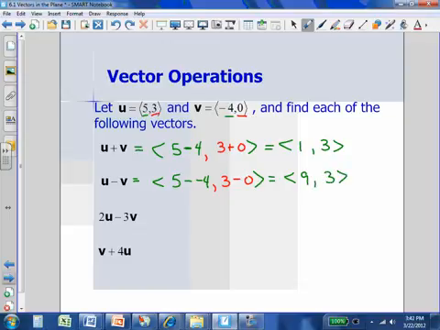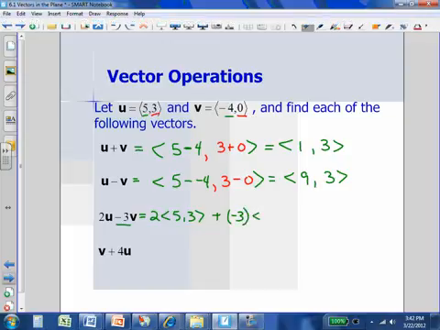Now the next one has the scalar multiples, and just like we have order of operations with real numbers, we have order of operations with vectors. You need to perform the multiplication first, then do the subtraction. So I'm going to lay this out here. I'm going to take 2 times the vector u, which is (5, 3), and then I'm going to add to it. I'm going to write this as an addition so I don't goof up here, plus a scalar multiple of -3 times the vector v. So this is (-4, 0).